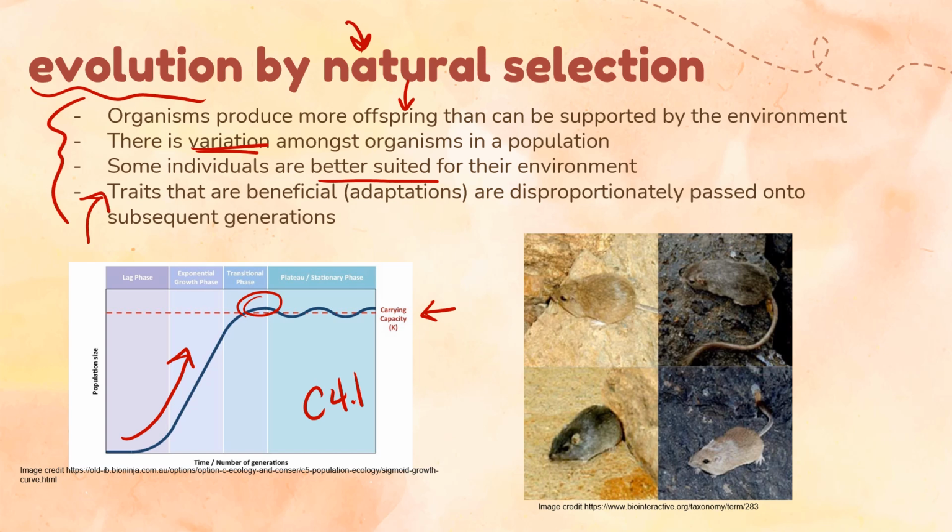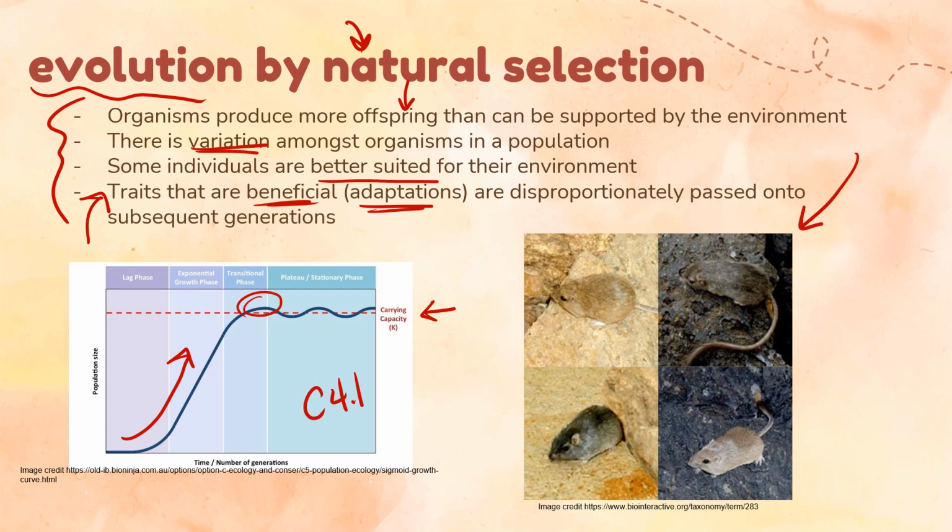The traits that enable some organisms to outcompete others, the beneficial traits, those adaptations, are more likely to be passed on to offspring, because the organisms that are outcompeting the others are more likely to survive, reproduce, and pass on those traits.